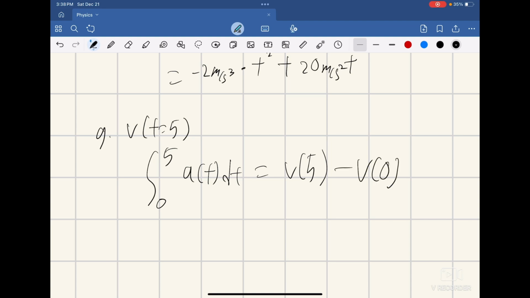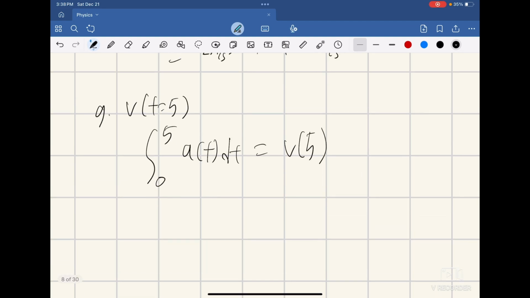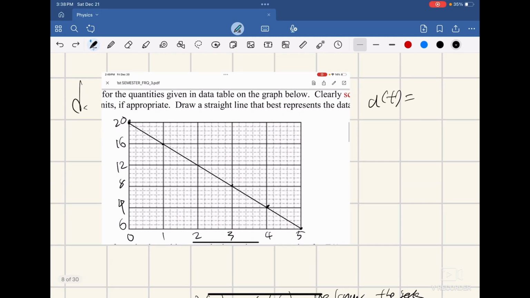And what we can do here is rearrange this. Well, we don't even have to rearrange it, because we stated earlier that the velocity at t equals 0 is just going to be 0, because we're going to assume that. So we just have v of 5 is equal to the integral from 0 to 5 of a dt. So what is this integral? Looking at the graph, what we know about the integral is that it's just the area under the curve. So it's just all of this.